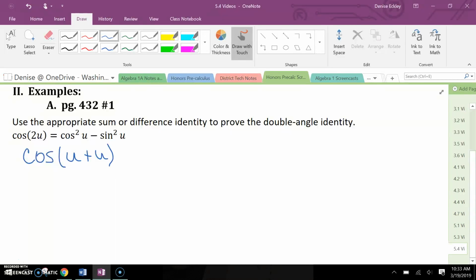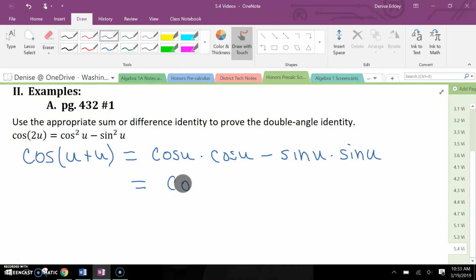So with that, we can use our sum identity from the last section to solve this. So expanding this, we get cosine u times cosine u minus sine u times sine u. Now multiplying these two parts together, we're going to get cosine squared u minus sine squared u.